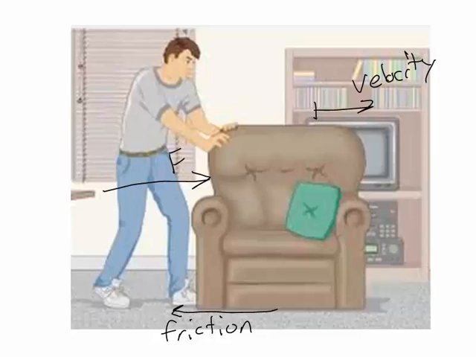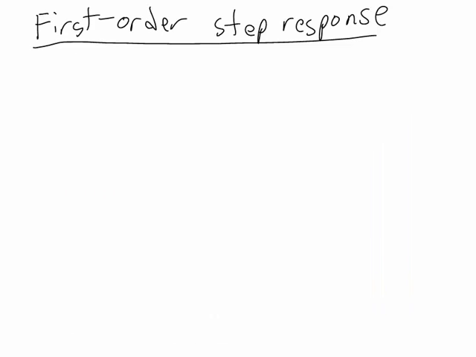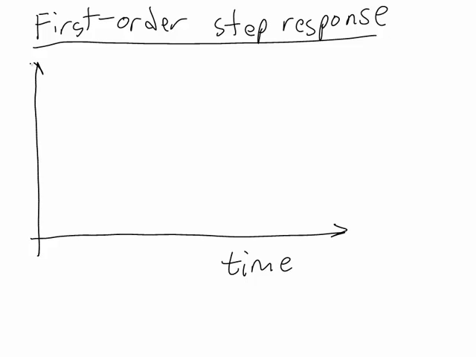Now, let's take a look at the similarities of how all of these first-order systems behave. The most interesting of the similarities between how a first-order system behaves is found in the first-order step response. I'm going to draw you a picture of what the first-order step response looks like. The x-axis will be time, and the y-axis will be the output.